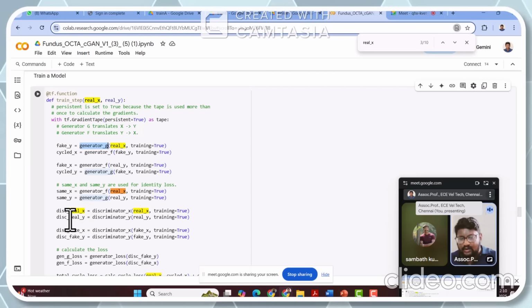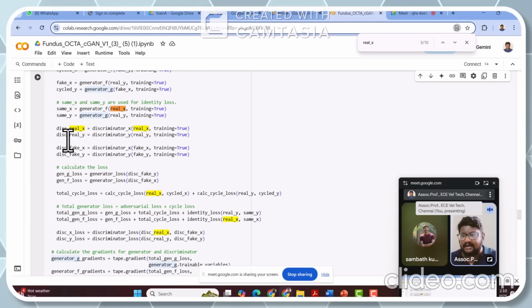Discriminator real_y is nothing but discriminator Y, the second discriminator that acts upon the OCTA images. Real y is the real OCTA images and fake y is the fake OCTA images. The discriminator's outputs are taken here: discriminator_real_y and discriminator_fake_y. And we calculate the overall generator loss and overall discriminator loss here. The overall discriminator loss would involve discriminator real_x and discriminator fake_x, but we are not concentrating on x, only on y. The overall discriminator loss will be the discriminator loss of discriminator real_y and fake_y.